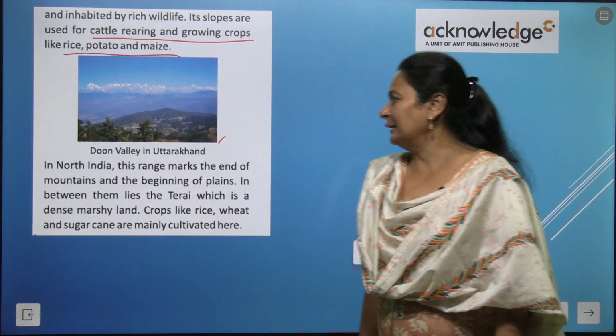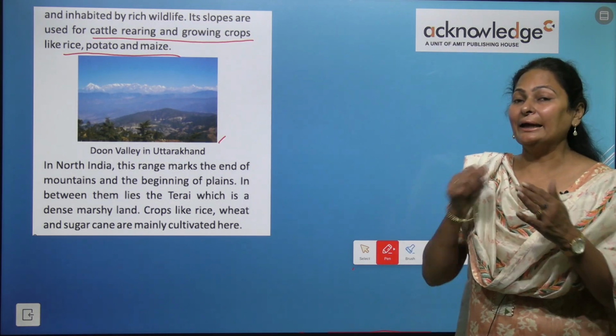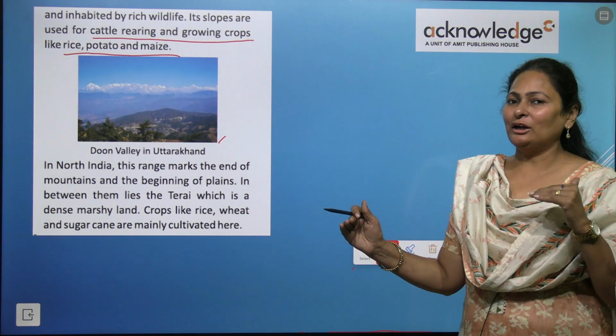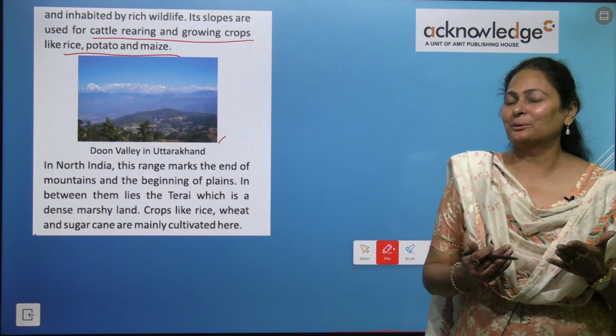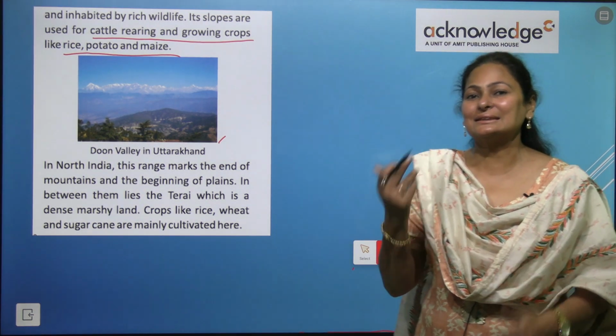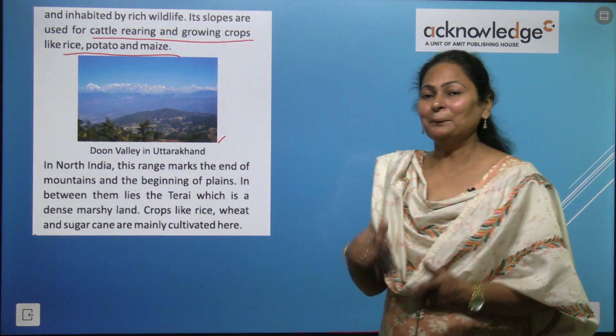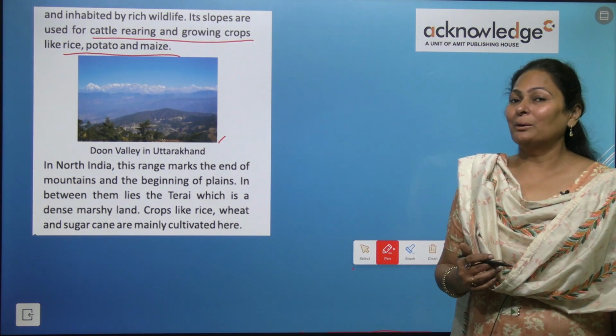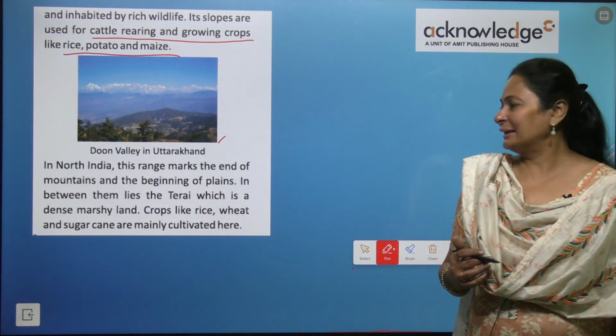It comes under the Shivalik range. In North India, this range marks the end of the mountains. It is the end of the mountainous geographical feature, and from there the northern plains start, the beginning of plains. Got it, kids? We have learned about the three mountain ranges, right?